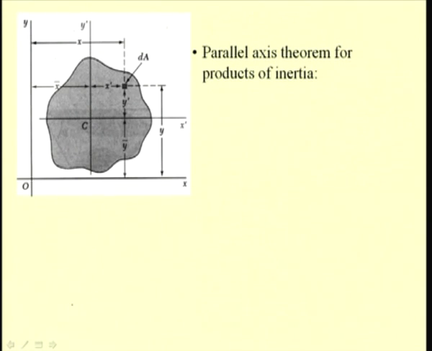So let us see how to apply the parallel axis theorem for the product of inertia. Here let us say we have determined the product of inertia of this area with respect to an axis OXY, and then we are interested in finding the product of inertia with respect to a centroidal axis. So, C being the centroid of this area, we have the parallel axes, x prime, y prime, passing through the centroid. If the location of this differential element is x and y, the x coordinate can be written as x bar, the location of the centroid, plus x prime, which is the location of this differential element dA in the x prime, y prime coordinate system.